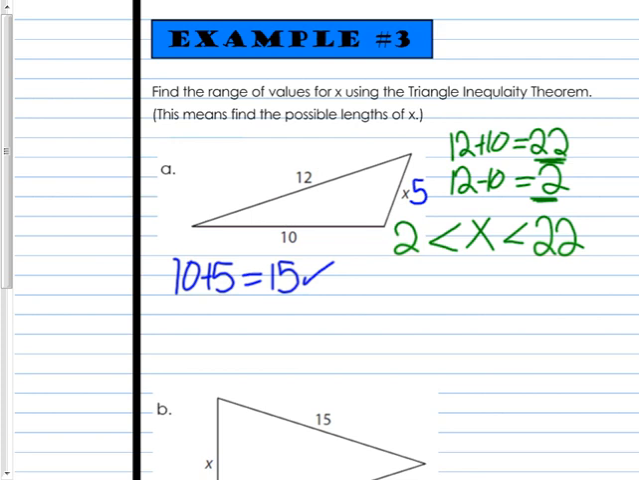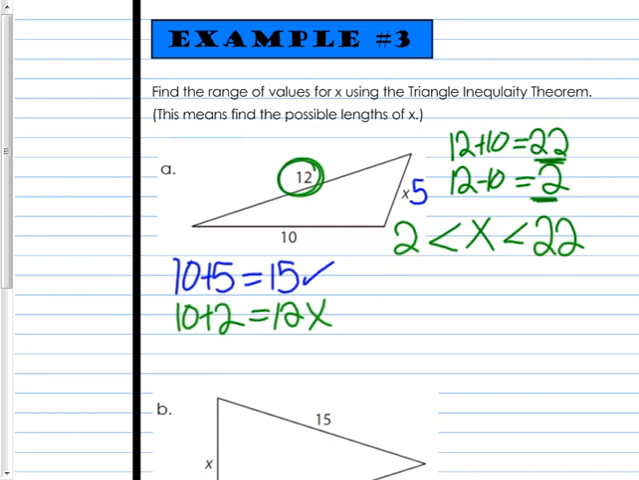Okay. Let's try using the number 2. Let's pretend that the side is 2. 10 plus 2 equals 12. Is 12 larger than 12? No. 12 is equal to 12. So we're not allowed to use 2 because when I add it together with 10, it does not equal greater than 12. And then we said it has to be less than 22.